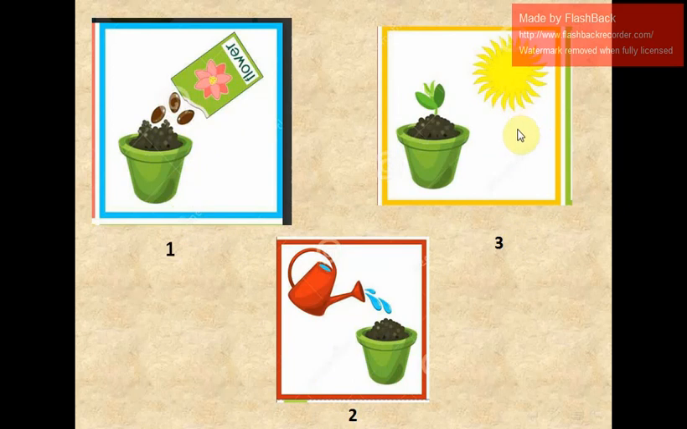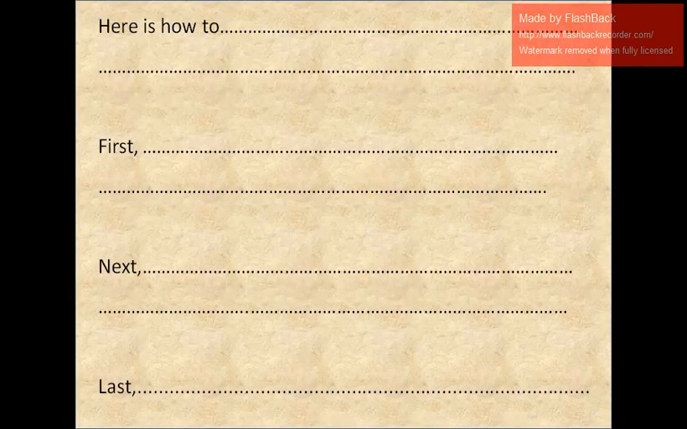So, I need you to write instructions. Imagine that I don't know how to plant a flower, and tell me how to do it. In 3 steps only. In the book you will have a page exactly like this one, page 37. You will complete, here is how to, and tell us please what are we doing now.